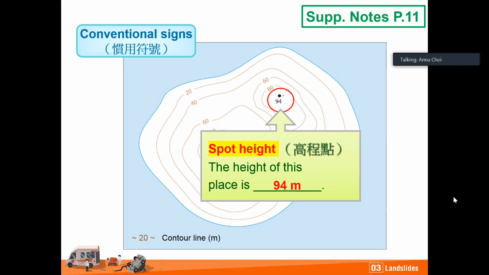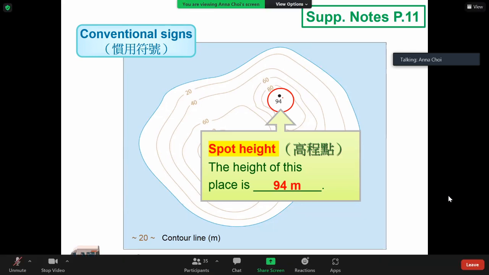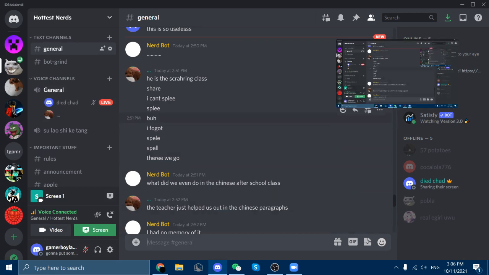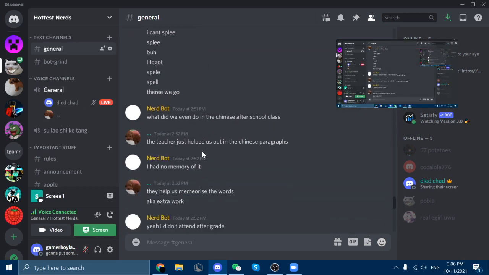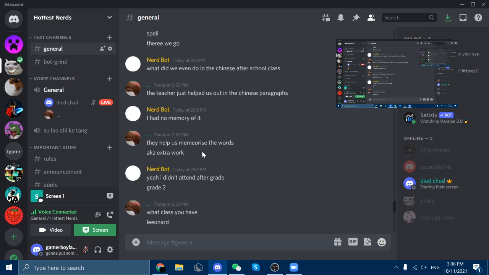maybe another hilltop nearby like this. So for spot height, we have a lot of hilltops, some of them not just a single hilltop, then they try to mark down the exact height of the nearby hilltop. That is what we call the spot height.